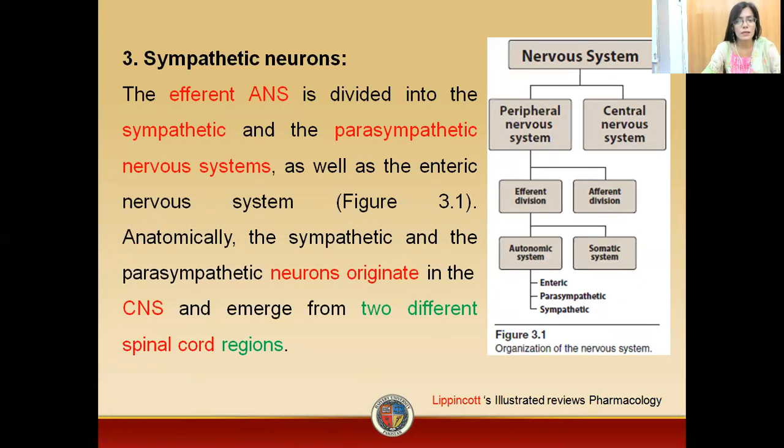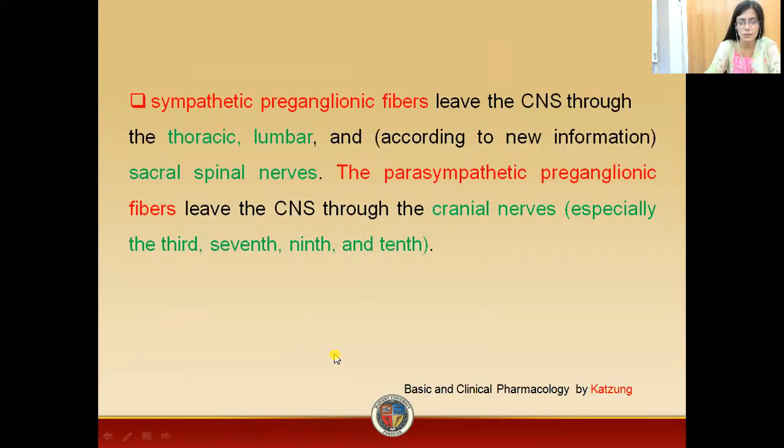The efferent division, as we have already discussed, is divided into the somatic system and the autonomic system. The autonomic system actually contains three divisions: sympathetic, parasympathetic, and enteric. When I talk about the ANS, parasympathetic or sympathetic, I am talking about the efferent ANS. The efferent ANS is divided into the sympathetic and parasympathetic nervous systems. The neurons originate in the CNS and emerge from two different spinal cord regions. I will discuss this point in detail.